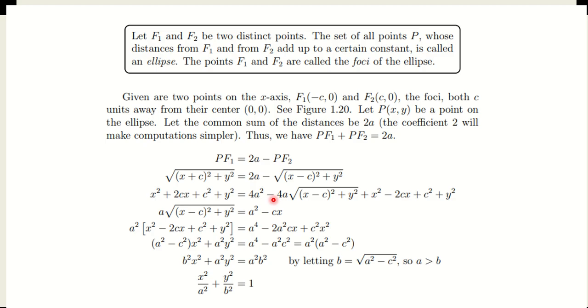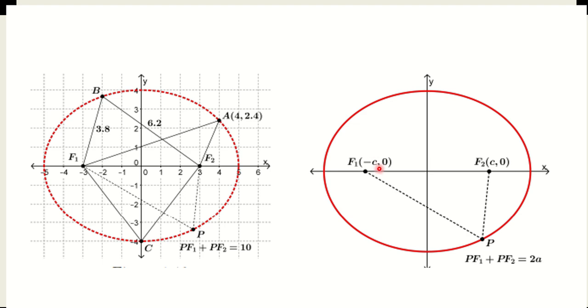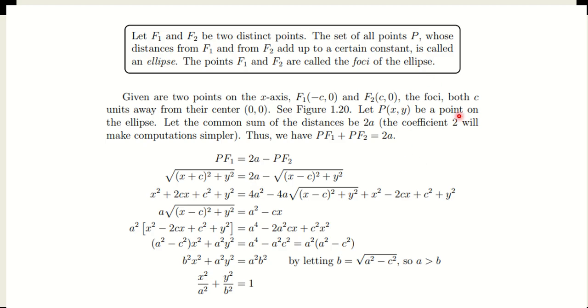To understand further, let F sub 1 and F sub 2 be two distinct points. The set of all points P whose distances from F1 and F2 add up to a certain constant is called an ellipse. The points F sub 1 and F sub 2 are called the foci of the ellipse. Given our two points on the x-axis, F sub 1 is negative c, 0 and F sub 2 is c, 0, based on the given. You can see it here, negative c, 0 and c, 0. The foci are both c units away from their center, which is the origin.